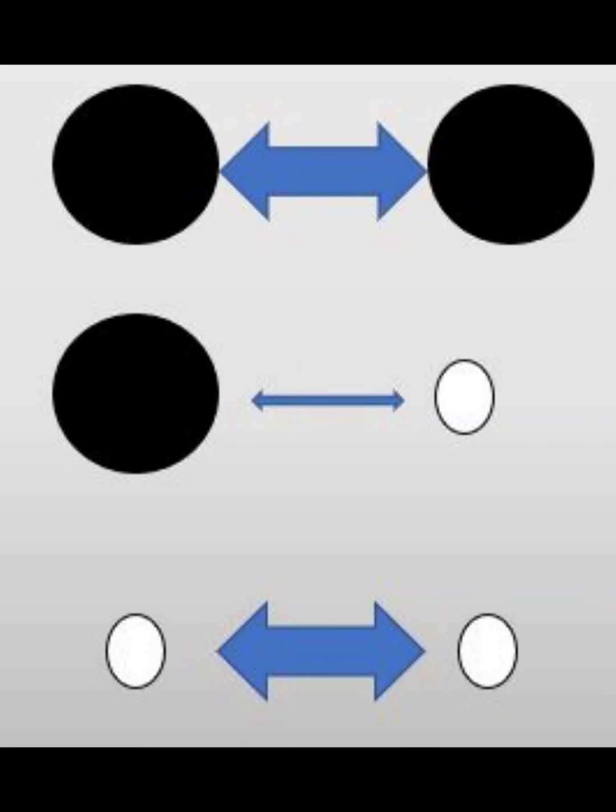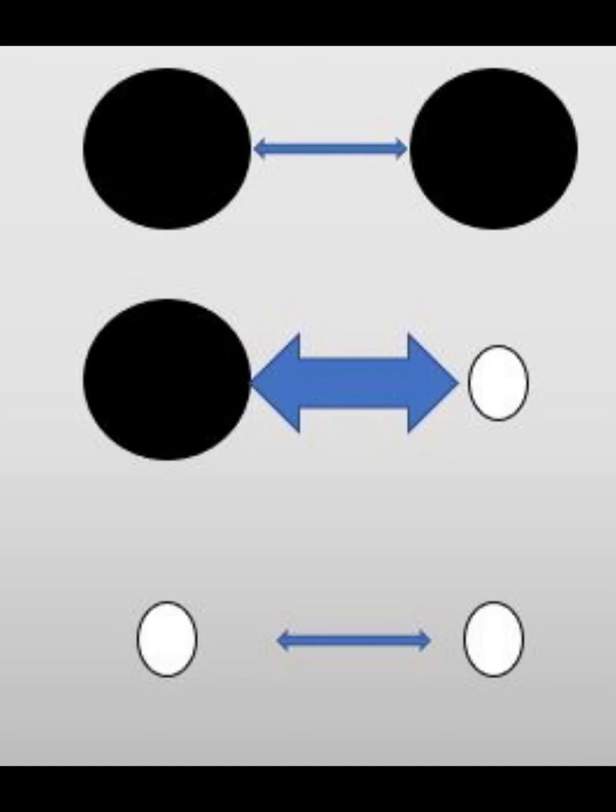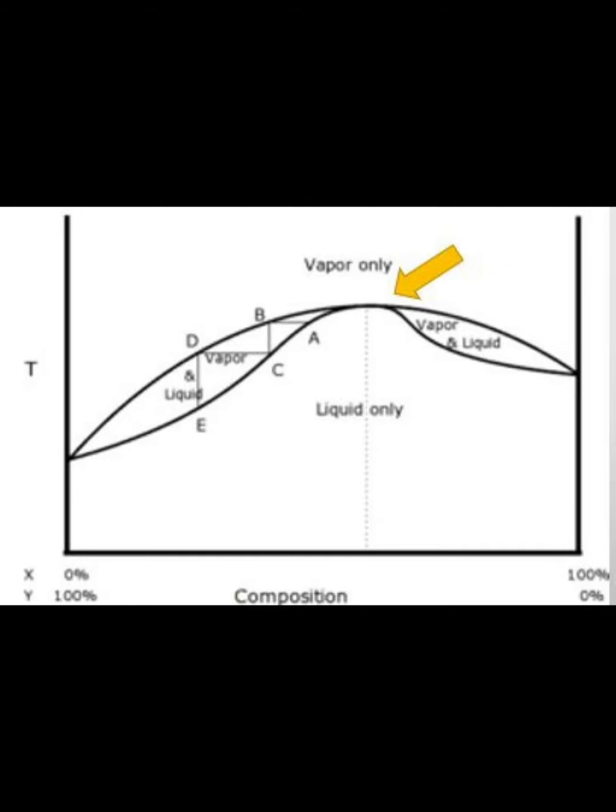Two potential cases exist. First, if the interactions between the different molecules are weaker than the interactions between the similar molecules, then the enthalpy of mixing is endothermic and positive. A minimum boiling point exists that is less than that of either pure component as a result. Second, if the interactions between the different molecules are stronger than that of the interaction between the similar molecules, then the enthalpy of mixing is exothermic and negative. A maximum boiling point exists that is greater than that of either component.